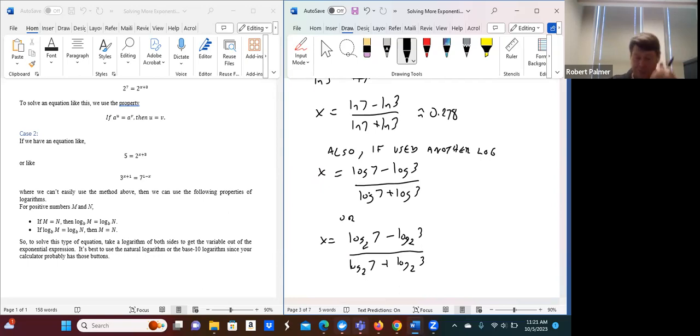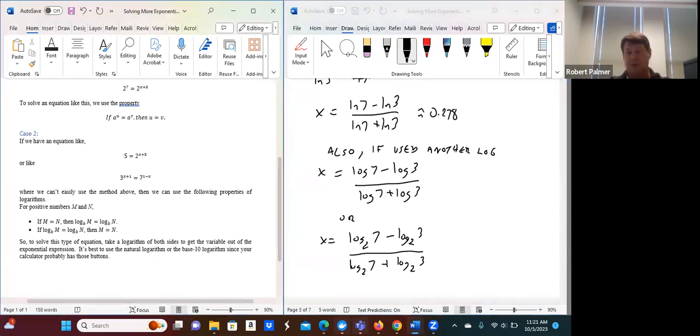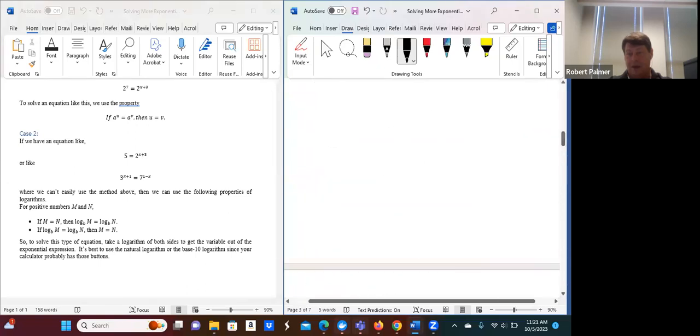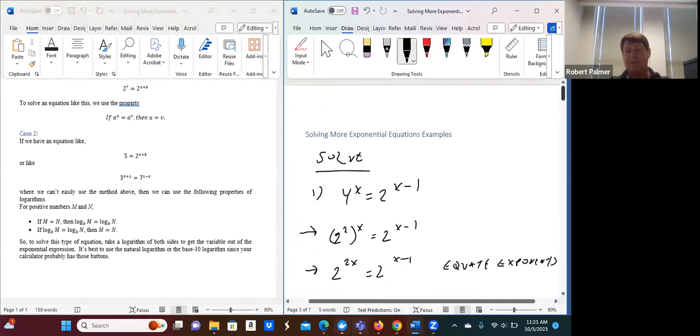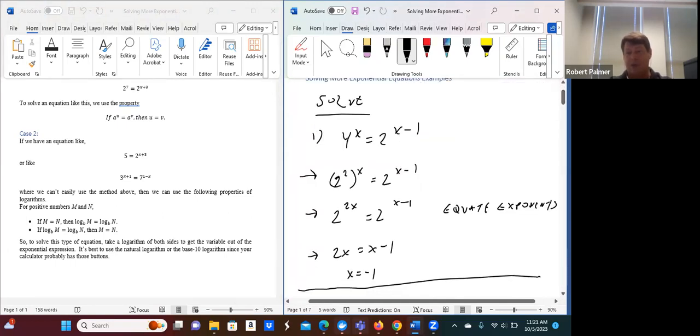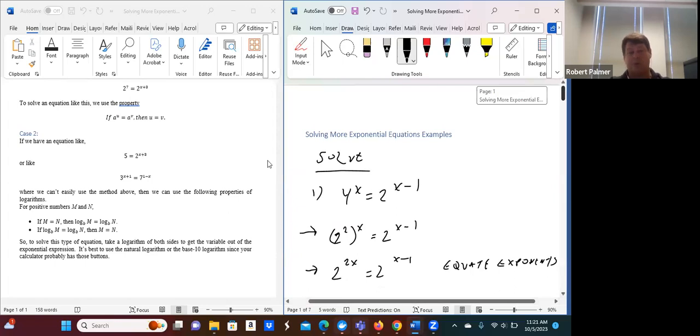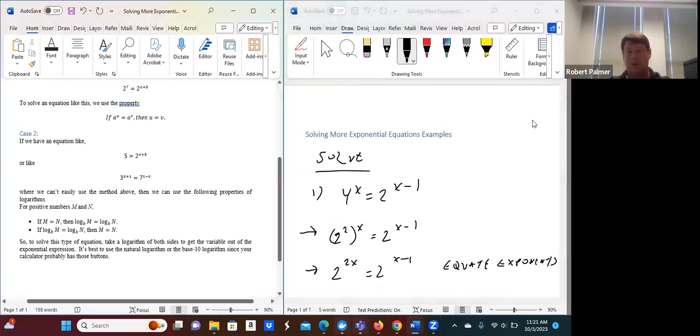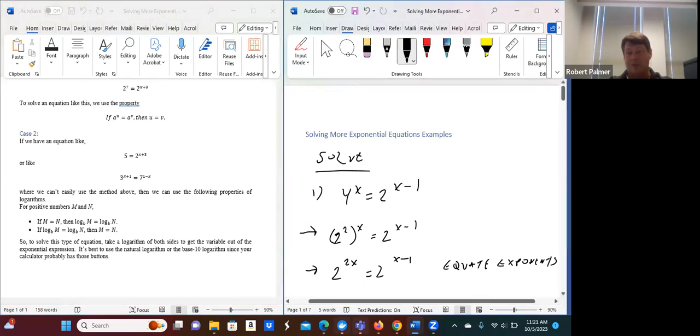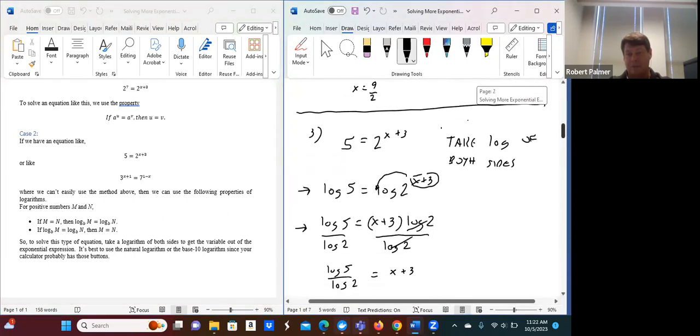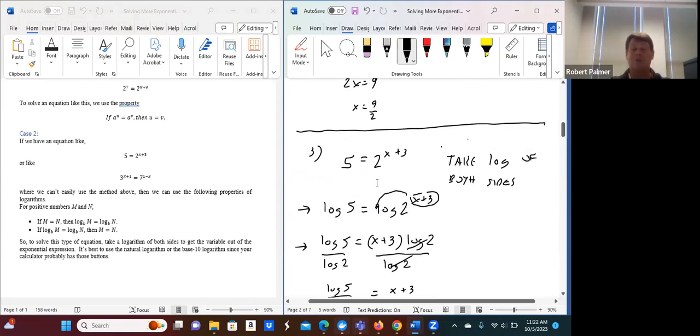Okay, so let's review. What we learned is that if you have an exponential equation where the bases are the same, or the bases can easily be written as the same, then we can just use this first property and set the exponents equal to each other. Or if you have a case like this, case number 2, where you can't do that easily, then you can use logarithms: take the log of both sides, any log, and use that to solve the exponential equation, because that allows you to get the variable out of the exponent, which is our goal, then solve for x.